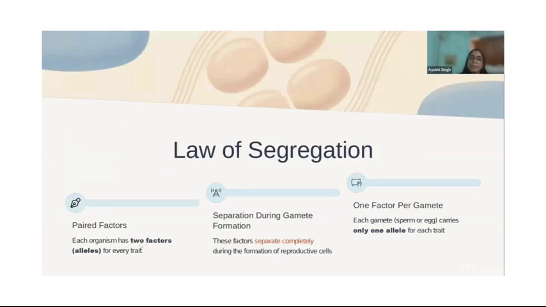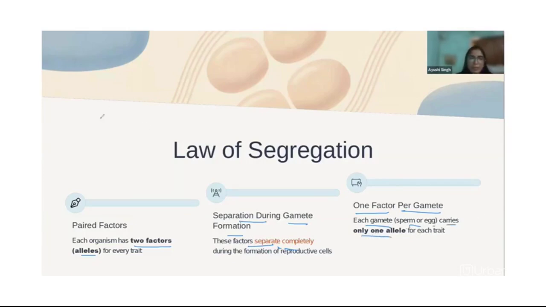He said that each organism has 2 factors, alleles, for each trait. So a flower can be white or violet. For the color of flower there are 2 factors, for height of the plant 2 factors, for color of seed 2 factors, for the shape of the seed 2 factors. Then he said there is separation during gamete formation. These factors separate out from each other, and 1 factor per gamete goes into the offspring. So each gamete, sperm or egg, carries only 1 allele for each trait.